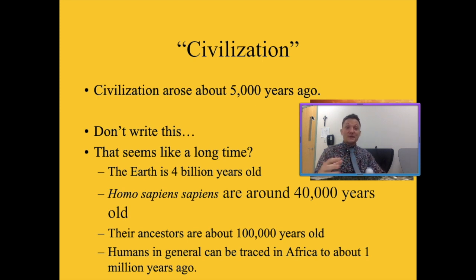The Earth is 4 billion years old, right? And if it's 4 billion years old, Homo sapiens sapiens, which is what we are today, arose around 40,000 years ago. Their ancestors are only about 100,000 years old. So humans in general are all coming from one similar continent, and also in the grand scape of time, if you thought of the history of the planet, 4 billion years, as a football field, the amount of time that humans have been involved in that history is the size of a blade of grass before the opposite end zone. Like, that's how small we are in this grand scheme of Earth in general, right?